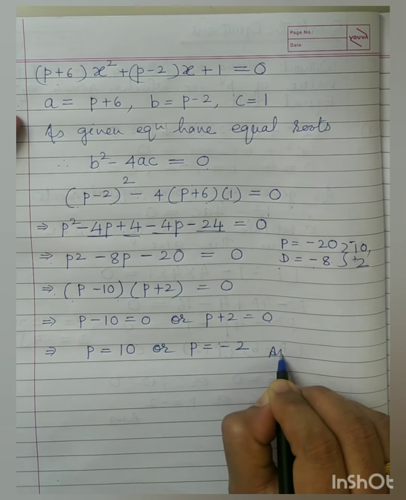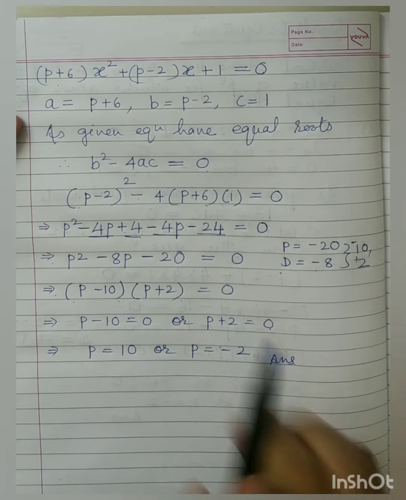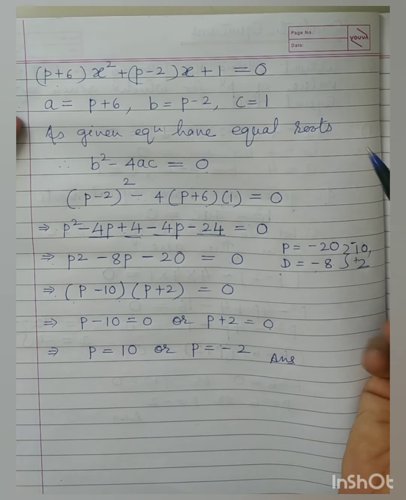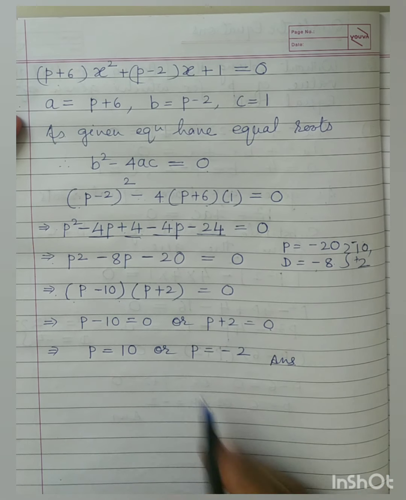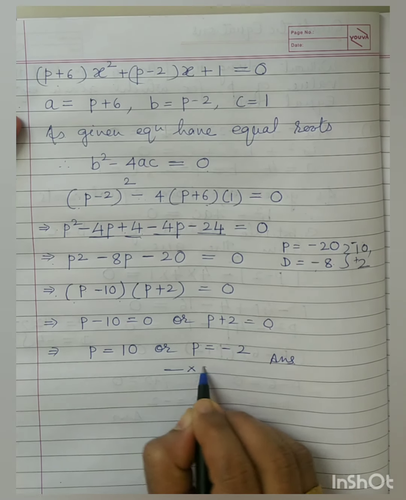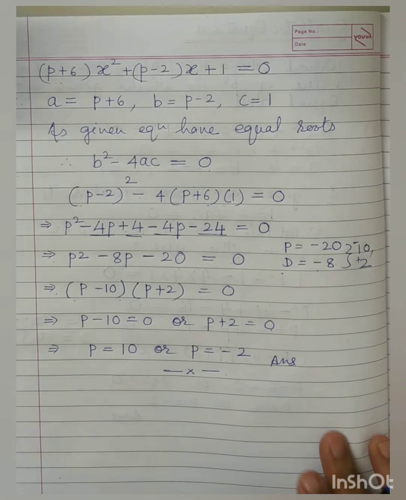So this is our answer. P should be 10 or P can be minus 2, for which the given quadratic equation will have equal roots. That is, the value of the discriminant will become 0. If you look at last year's question papers, you will see that many times these pattern questions are asked.